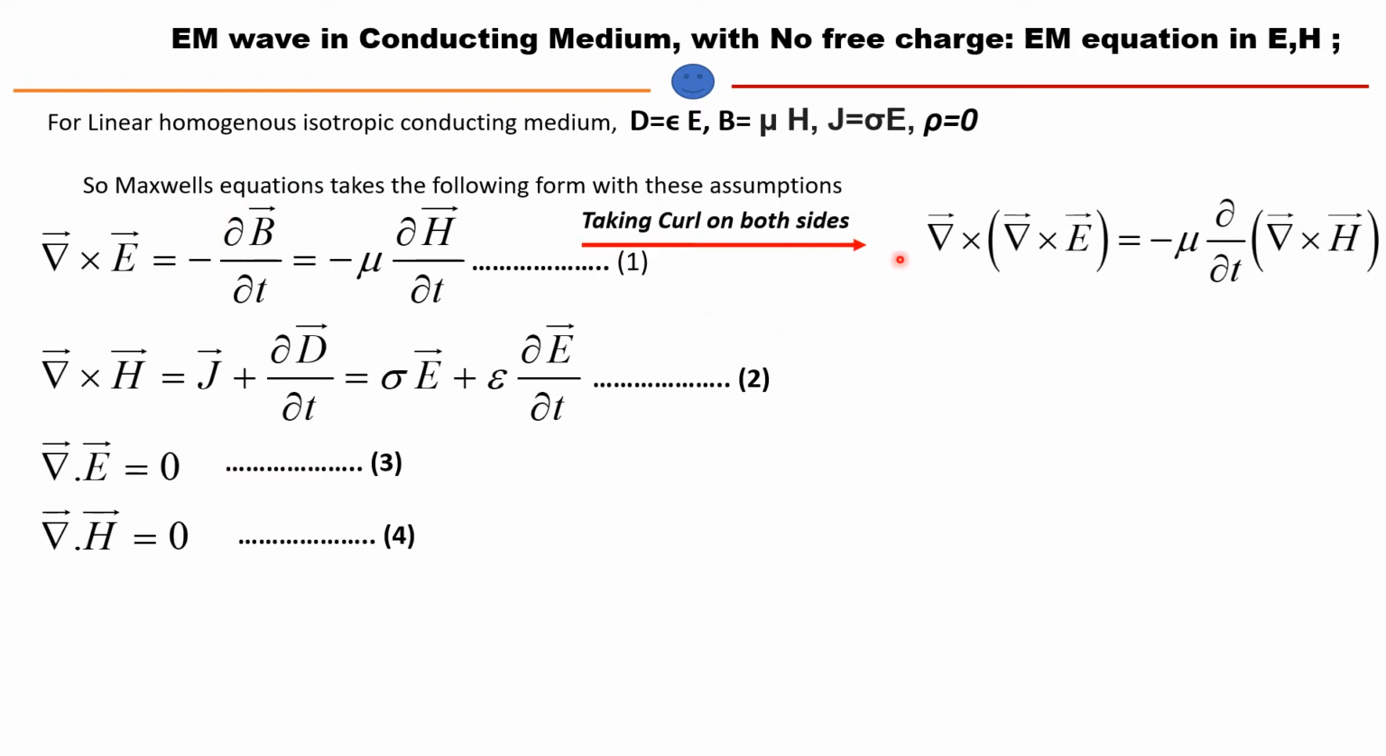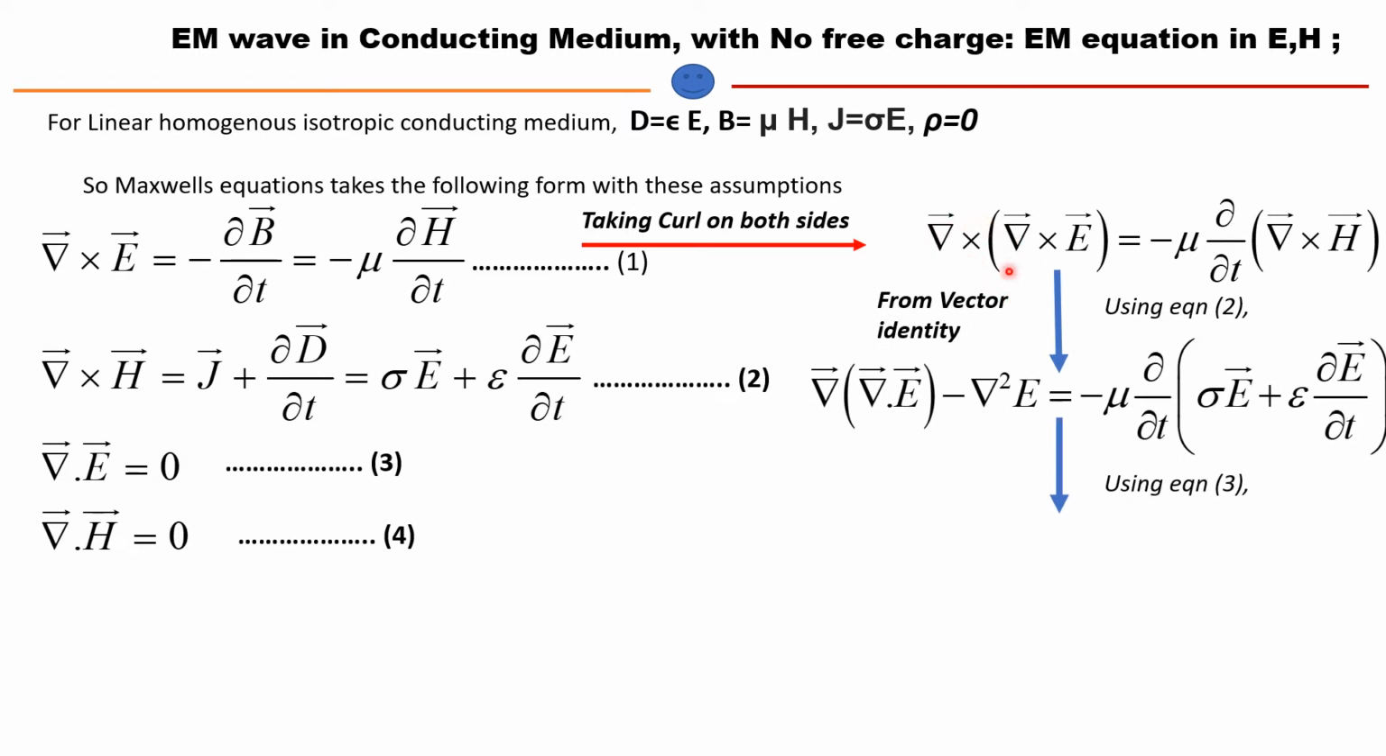We have to take the curl on both sides to reach the wave equation, as we did before in the non-conducting medium. Taking the curl on both sides, from the vector identity this term is grad of grad dot E minus grad square E. Now grad dot E, the divergence of E, is equal to 0 because there is no free charge, as we have assumed.